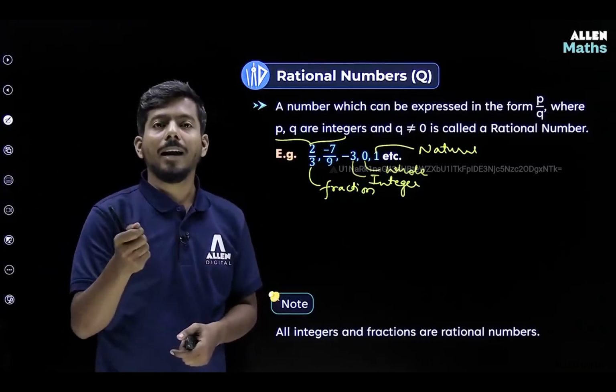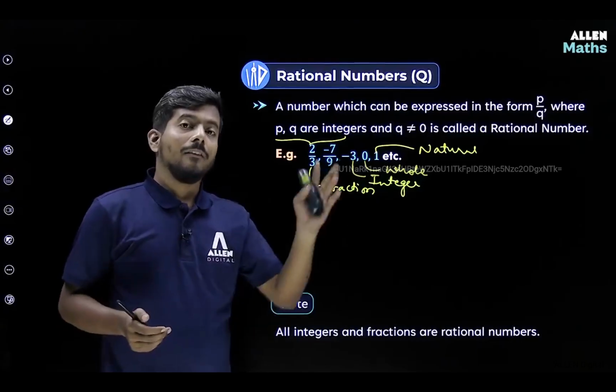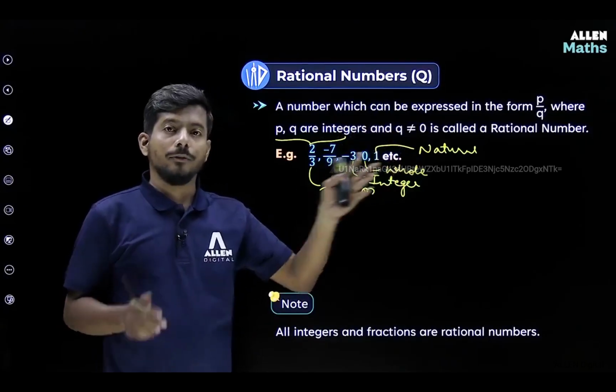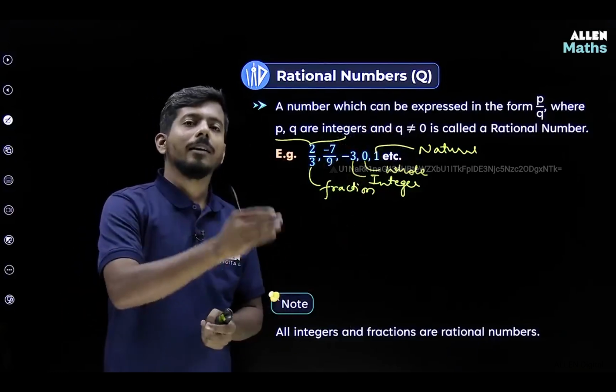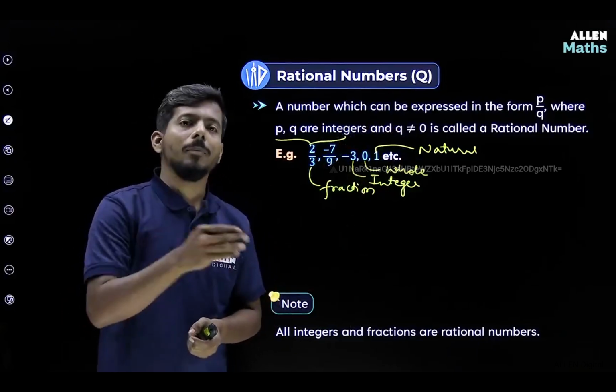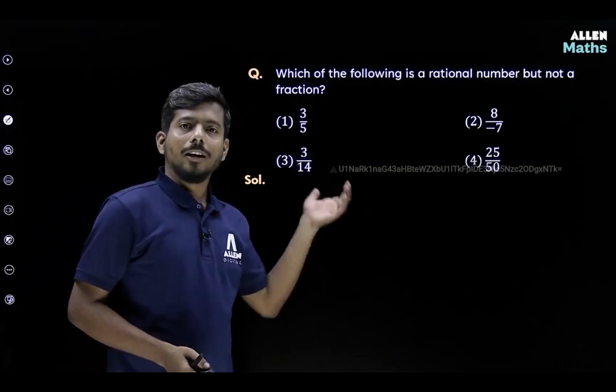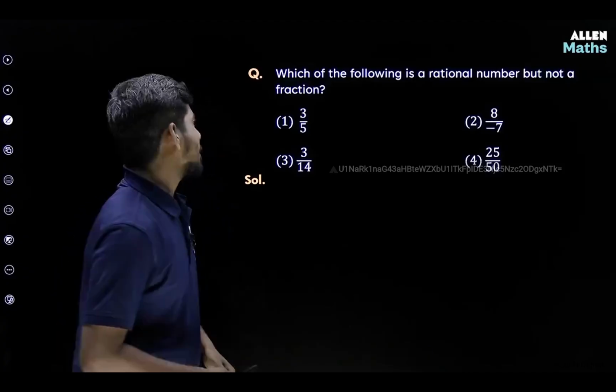Now what is the main difference between them? Fractions will always be positive. Fractions cannot be negative, whereas a rational number can be positive and it can be negative also. Now let's see, here we have a question. Let's try to solve this.